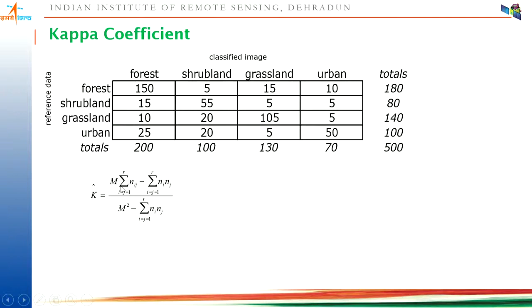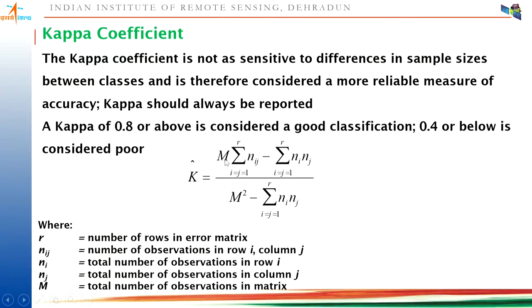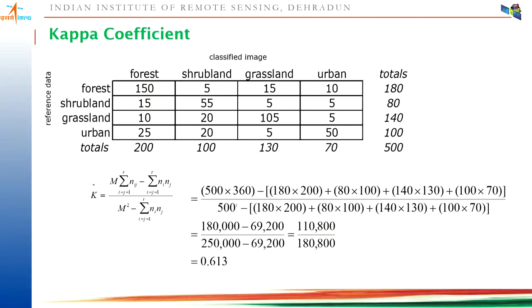As you can see here, this is the summation of m multiplied. M is the total number of observations in the matrix, which was 500, where this 360 was the row, i equal to j equal to 1 up to r. That means from one row to the last row, from one column to the last column, how many are the total number of observations. The total of that becomes the row total, the number of observations in row and column, for all the rows and for all the columns. So that comes out to be the kappa coefficient.